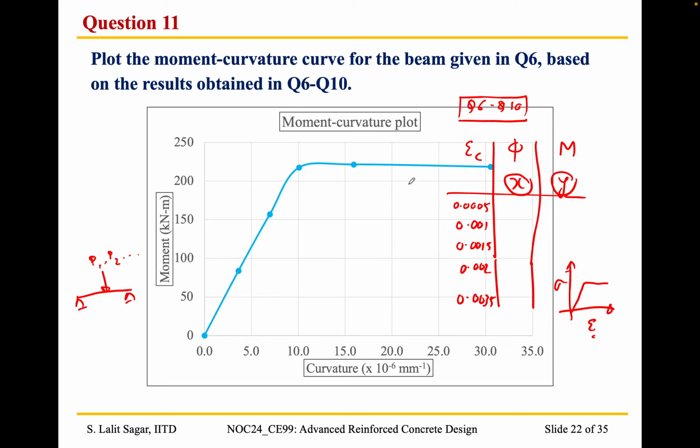So as I was explaining earlier, instead of just finding out the value of ultimate moment of resistance or the design moment of resistance, when we have the value of both the moment as well as the curvature, we completely understand the flexural behavior of a beam. Okay, this is why it is extremely important to understand this particular concept. I hope we can proceed to the next problem.